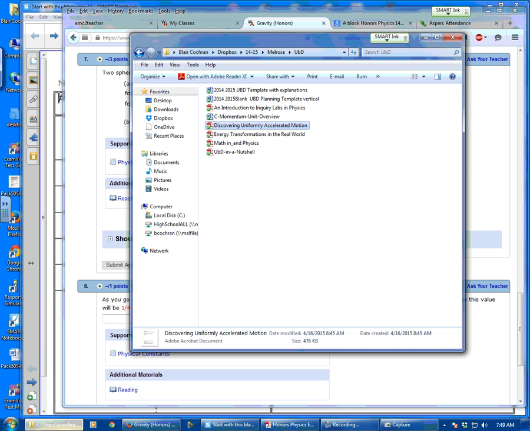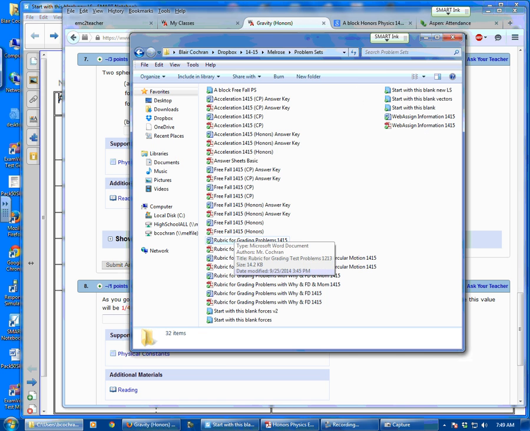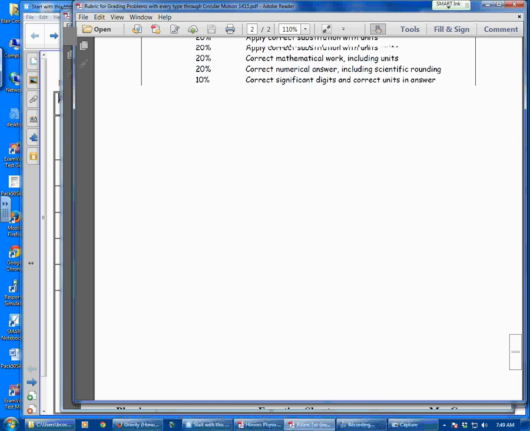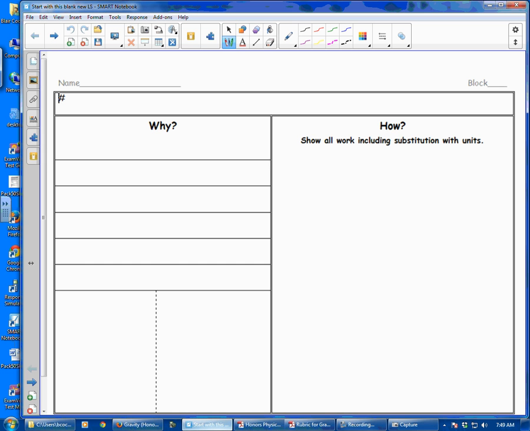I'm sorry, we should have our rubric open. Let's see. Remember this, since this one mentions force, we need to pay attention to this rubric when we're thinking about our why and our how, because we're going to be required to show a force diagram to show our understanding here. So here we are, number 7.